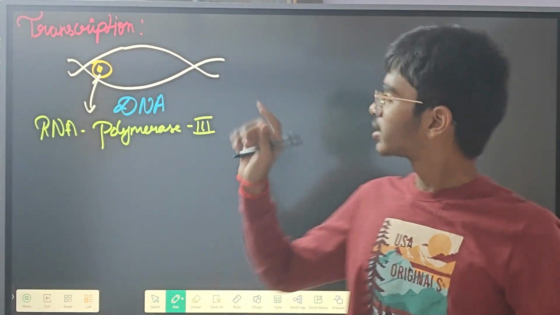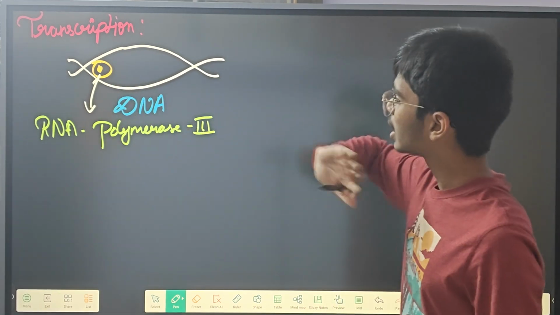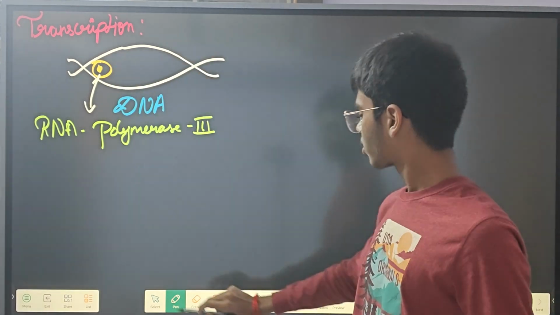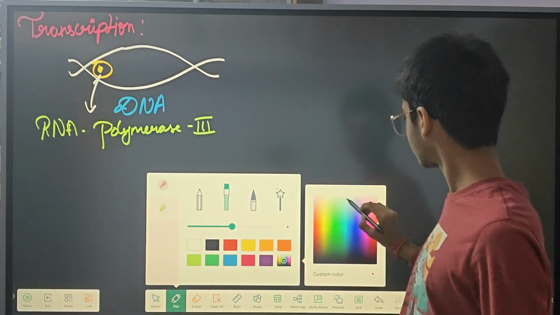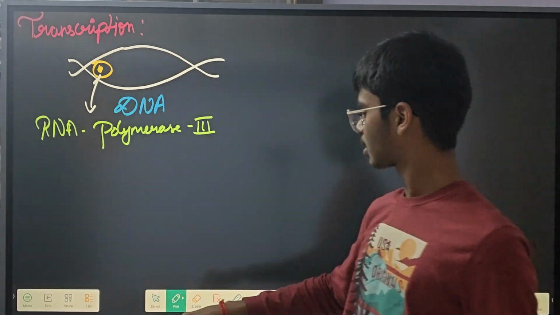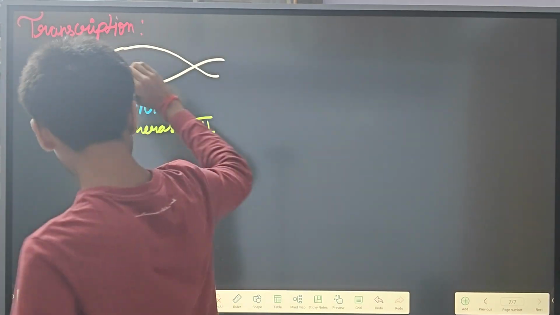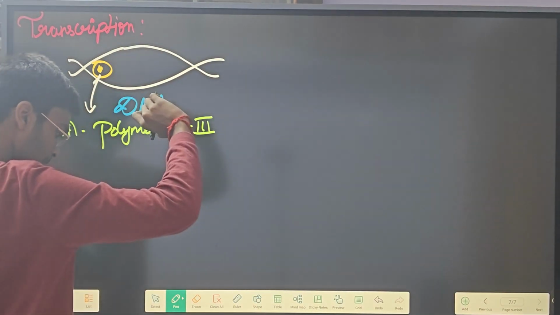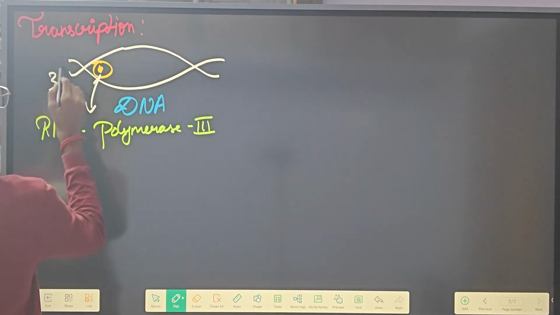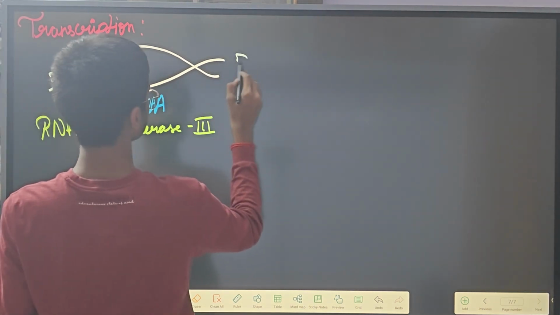Now coming to this case, here there are two different strands. I'm going to give their names respectively. This is 3 prime, and this is 5 prime.